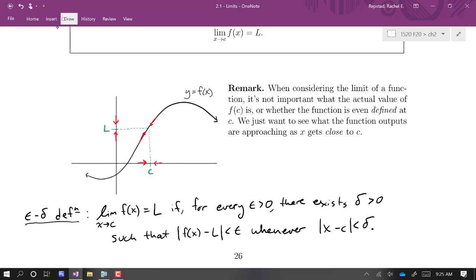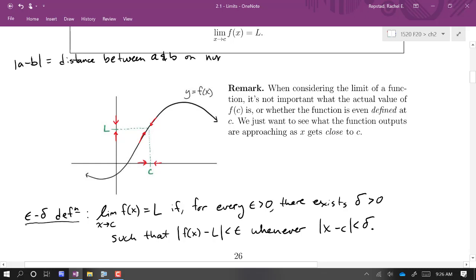So let me explain what this means, right? The first thing that we need to understand is this absolute value of this difference. In general, the absolute value of a minus b, if you're looking at the number line, really gives you the distance between a and b on the number line.